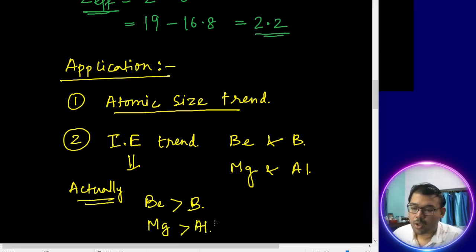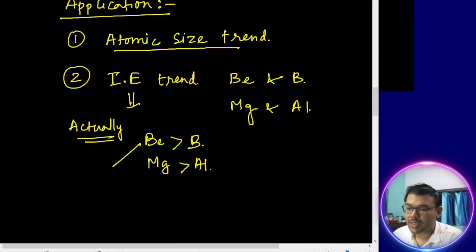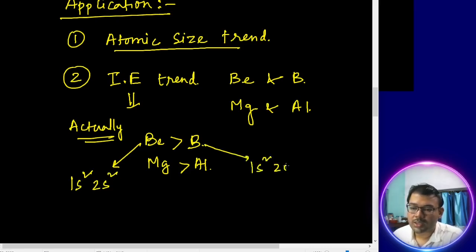So why? Because if we see the electronic configuration of beryllium, atomic number 4, it is 1s2 2s2, and boron is 1s2 2s2 2p1. Here we see that the last valence electron for beryllium is 2s.